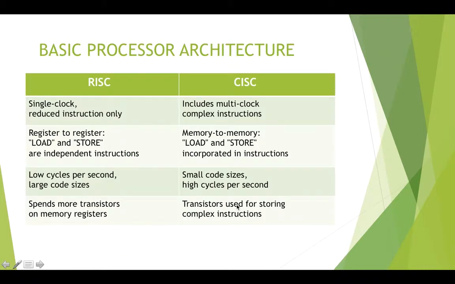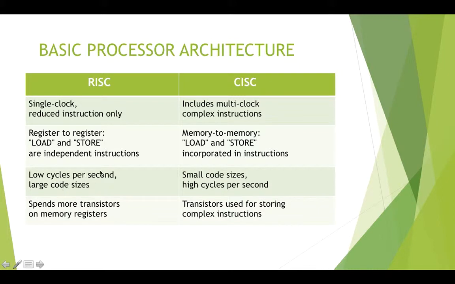Now, whenever we talk about the basic processor architecture, there are two names that come to our mind. One is RISC and the other is CISC. RISC is the reduced instruction set computer architecture, which uses a reduced instruction set and can be implemented in a single clock cycle. CISC is the complex instruction set computer architecture and it includes multiple clock cycles. RISC is a register to register architecture. There are separate instructions for load and store. For CISC, it's a memory to memory architecture, and the load and store is incorporated in some different kind of instruction.